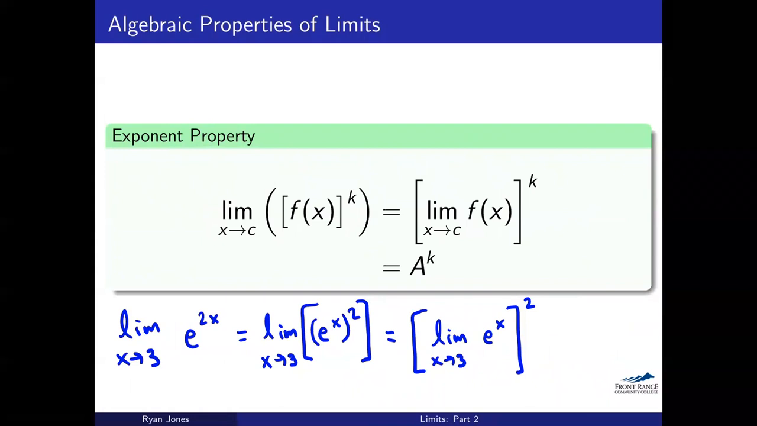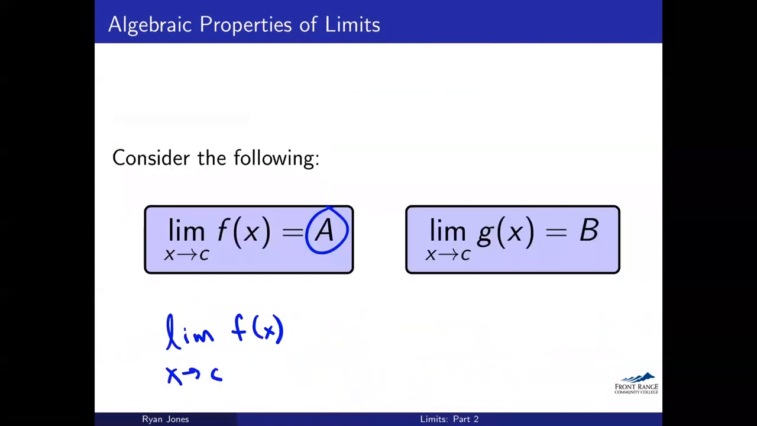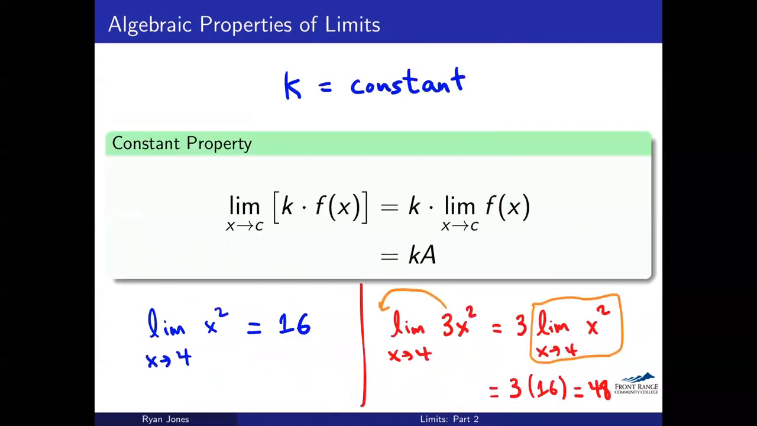Like I've said, you're probably going to subconsciously use these. You're not even going to be thinking about it. A great example is that constant property that we saw. If you see a limit of 3x squared, you're probably not going to think to yourself to pull out that 3. You're just going to take the 4 and plug it right into the x, and then you're going to have 3 times 4 squared, 3 times 16, 48. You'd be done and on your way.